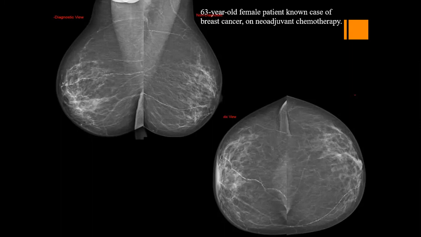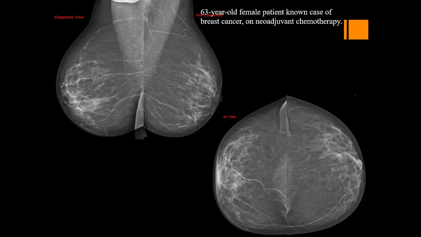We have no baseline, but according to the current mammogram, I have suspicious features on right or left? Right breast. Yes, there are suspicious features in the right breast. Okay, so since I have suspicious features and this patient is known to have right breast cancer, and the patient is just on neoadjuvant chemotherapy, it will be BI-RADS 6.